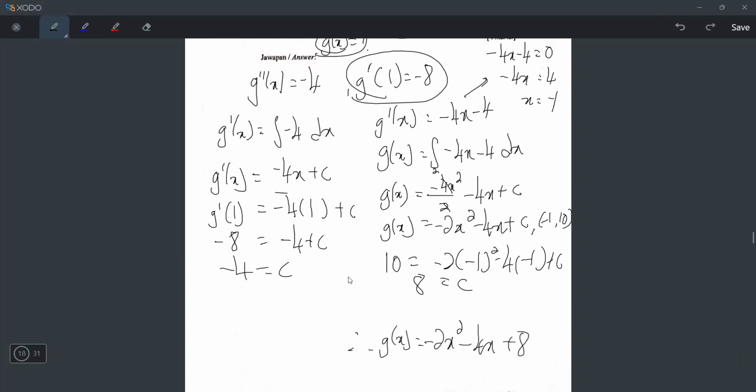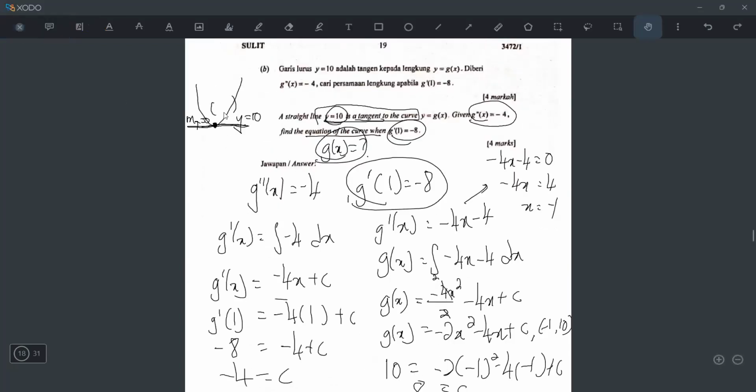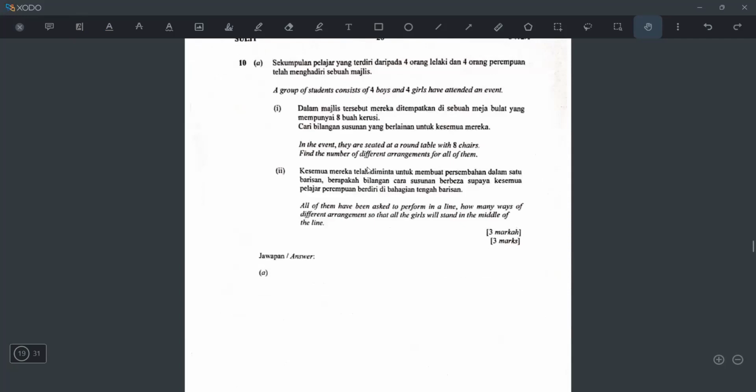Yes, correct. But I want to explain a little bit more on why I put the gradient of the tangent equal to 0 here. Because y equals 10. Y equals 10 means the line is horizontal. Horizontal means the gradient of the tangent equals 0. So dy dx equals 0. So that's why g prime x equals 0. That's why I put the g prime x as 0, because g prime x is actually the dy dx. Okay, I hope you understand.